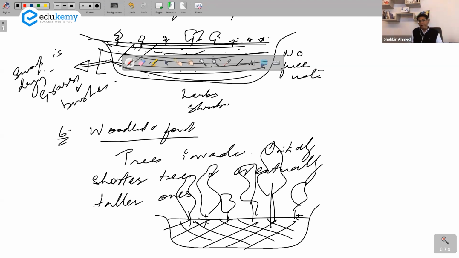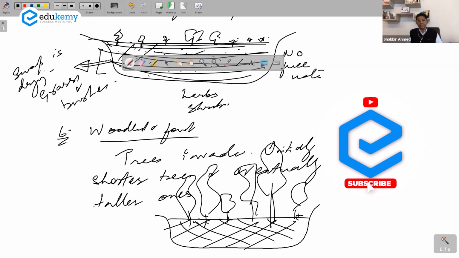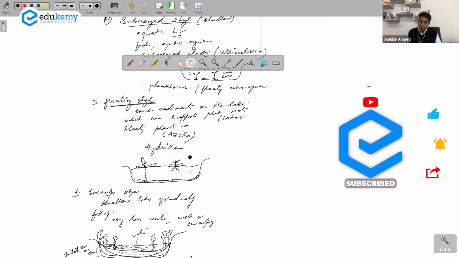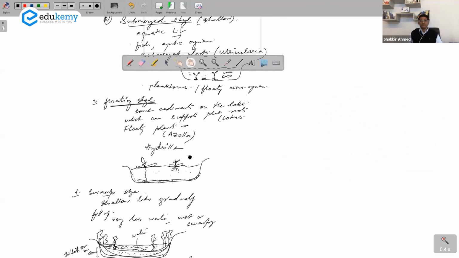Mangroves are essentially the climax community itself. They're not the swamp stage. Mangroves are climax communities. Mangroves don't happen on lakes. So mangroves are themselves primary climax. Third stage क्या है? Is the floating stage. The third stage is the floating stage.